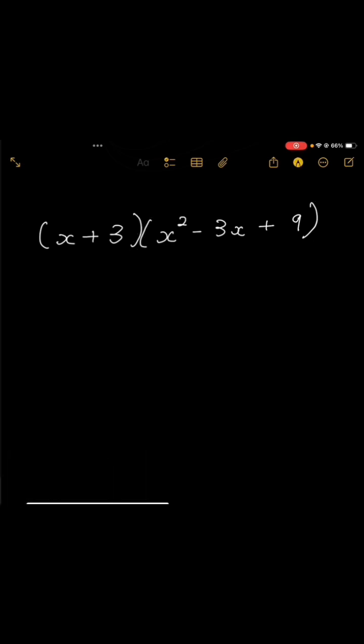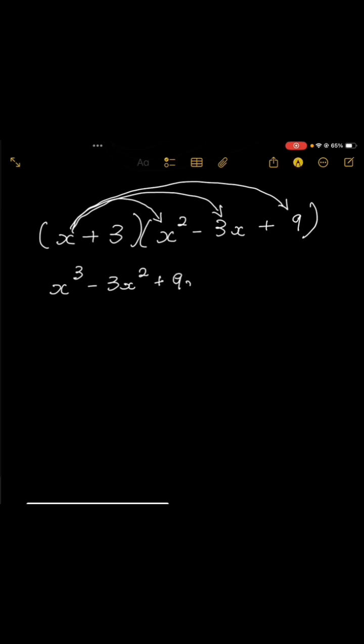What you do, you take this x, you multiply by the x squared in the other bracket. Of course, you'll get x to the power 3. That's the first step. And then the second step, you take the very same x, you multiply the next term in the other bracket. So x multiplied by negative 3x is going to be negative 3x squared. You do the very same thing. Take this x and multiply by the positive 9 at the end there, which is the last term. Of course, you're going to get positive 9x.